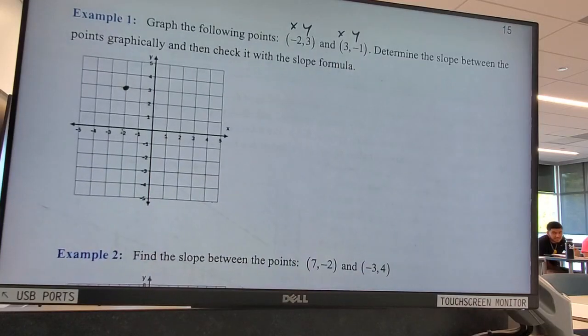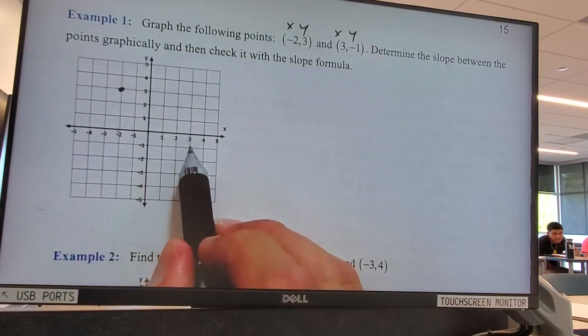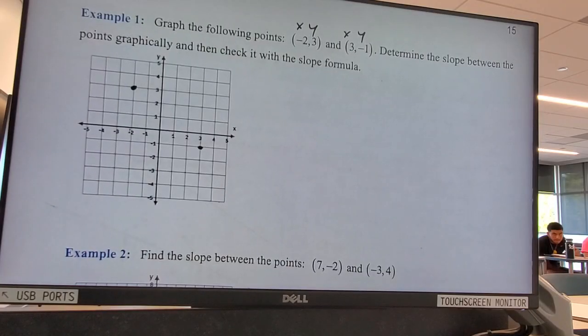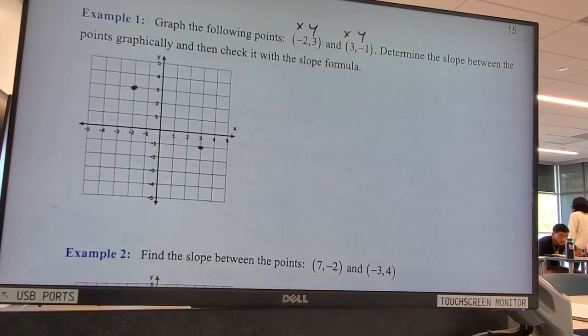3, -1. So then I would move over 3 streets, down 1 street. Bam. Okay, that's amazing. Now, we talked already about the algebraic way to figure out the slope: y2 minus y1 over x2 minus x1. How do you find the slope just visually? What's the slope between those 2 points? Negative 4. It is negative. Be more specific.